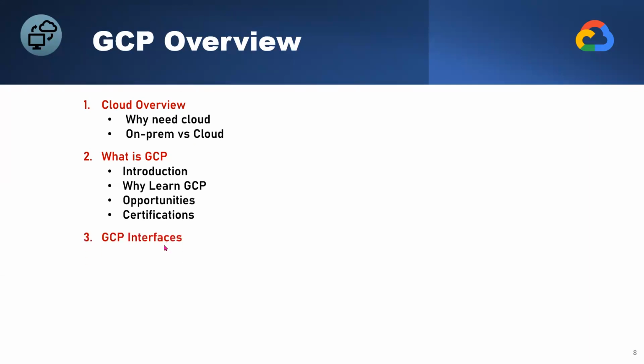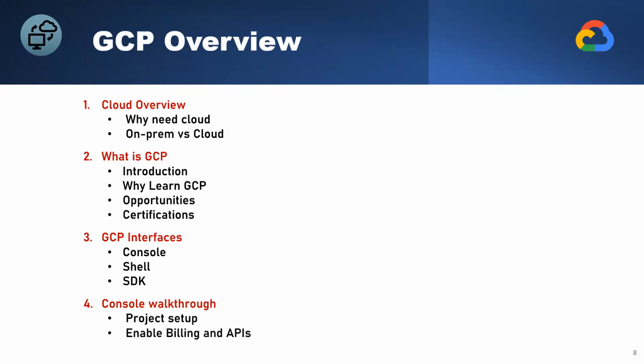And later we will see the GCP interfaces. What is console? What is Cloud Shell? What is SDK? And after that, a console walkthrough, how to set up the project, I will tell you, sir. Here we are going to see how to create a free tier account in the GCP so that you can practice everything here. You don't need to pay anything for working with any of the services in the GCP. It's free of cost for the next 3 months. I will tell you how to create a free account. So we can do the project setup and enabling, building and working with the services.